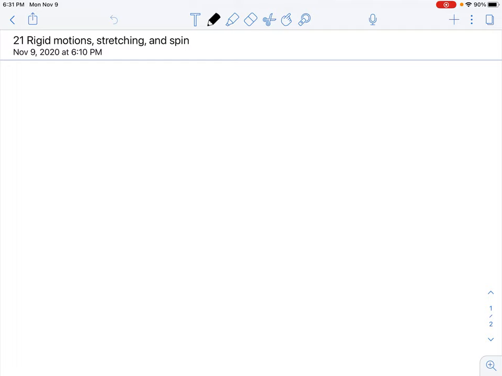All right, so a motion is called rigid if it preserves the distance between all pairs of points for all time. So, chi of x and t.